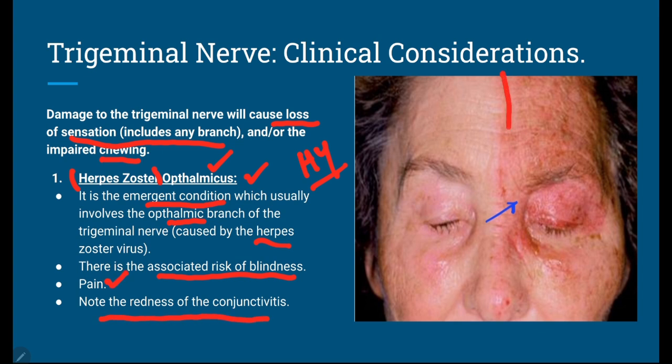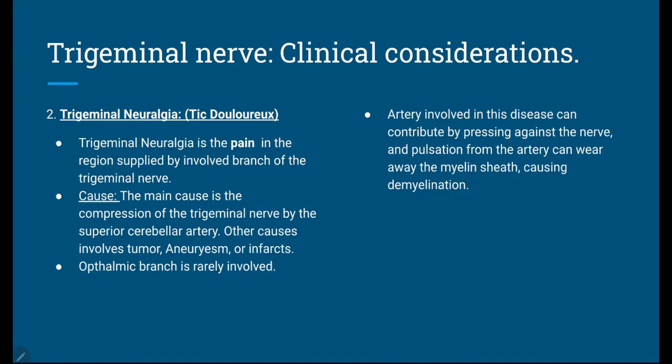It is important. So if you look at this diagram, this is the V1 division or the ophthalmic branch of the trigeminal nerve that you see. You see all this redness all over the place. This is the distribution of the V1. So when the herpes zoster virus affects the ophthalmic branch of the trigeminal nerve, it will cause the herpes zoster ophthalmicus. The second one, which is also a high yield point, is the tic douloureux or the trigeminal neuralgia.